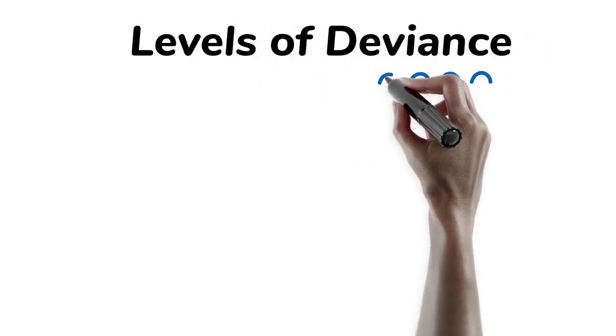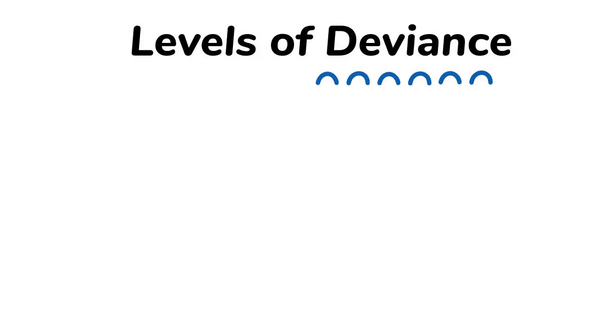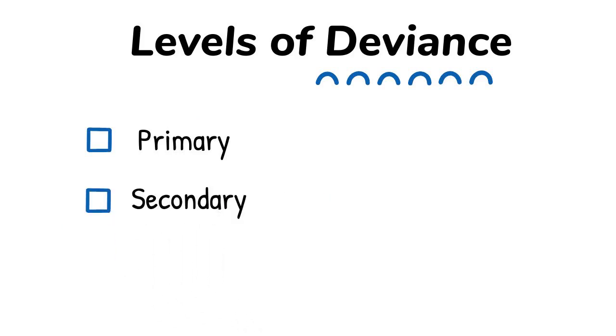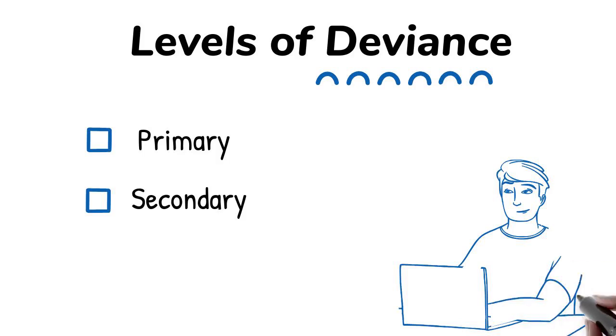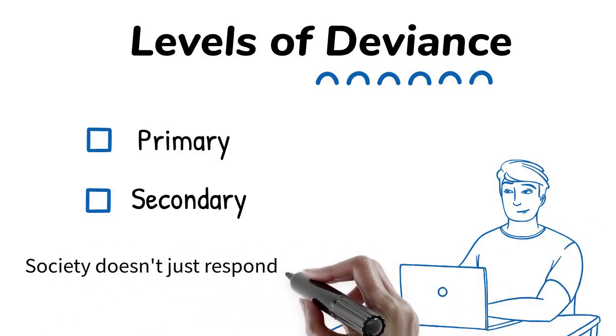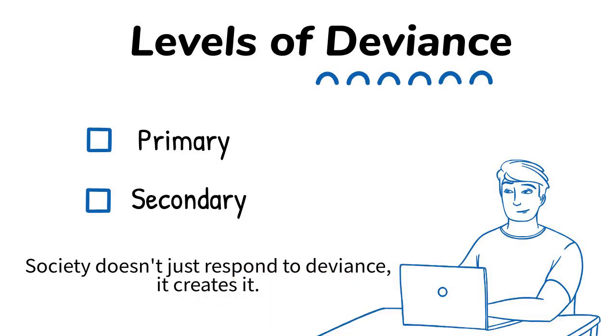Then there's Edwin. He gave us a powerful lens with primary and secondary deviance. Primary deviance is like a one-time slip-up, often ignored or forgiven. But once you're labeled, say, cheater, thief, or lazy, and treated differently, that can lead to secondary deviance, when the label becomes part of who you are. He helps us see how society doesn't just respond to deviance, it creates it.